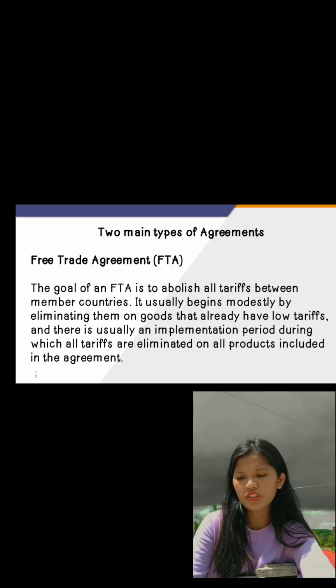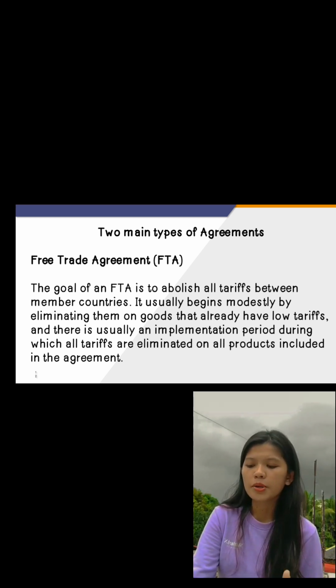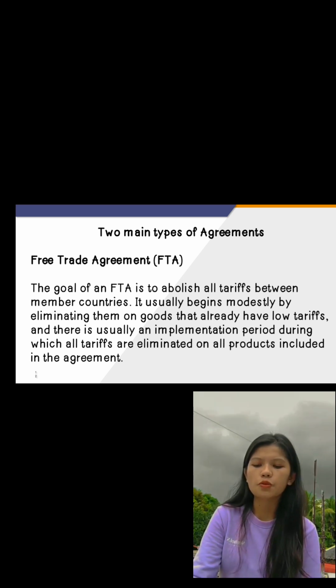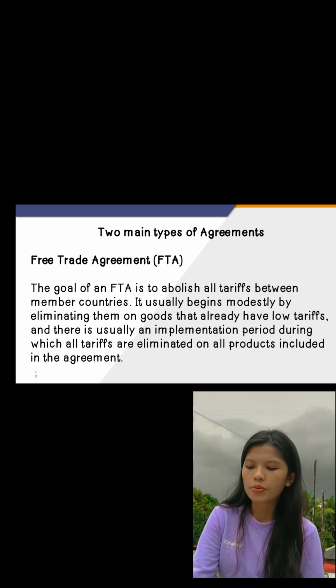The rules of origin determine which products qualify for preferential treatment. For example, to benefit from reduced tariffs, a certain percentage of a product's components may need to be sourced from within the FTA region. Overall, the primary goal of a free trade agreement is to promote economic growth and cooperation between participating countries by reducing trade barriers and fostering a more open and competitive international trading environment.